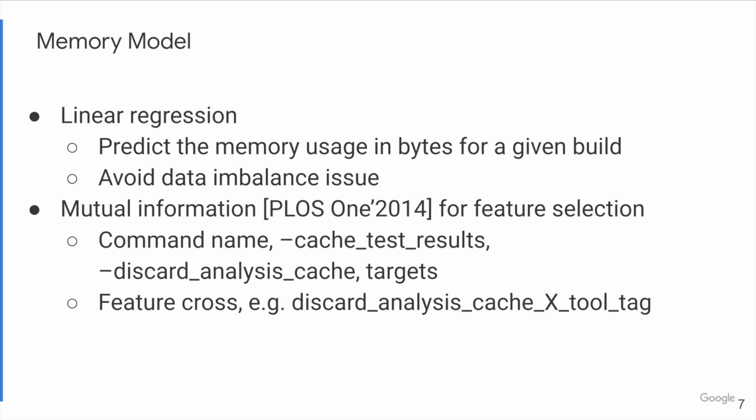We use mutual information for feature selection. Mutual information is a measurement of how much a feature contributes to inferencing the label. For example, we found that the command name and some of the flags like cache test result or --discard analysis cache or the target identity have a very high mutual information in predicting the memory usage of a build, which makes sense. We also use feature cross. For example, we could cross-product the domain of whether a build has this discard analysis cache flag with the tool tag. With feature cross, we can use a linear regression model to learn nonlinear separable problems.